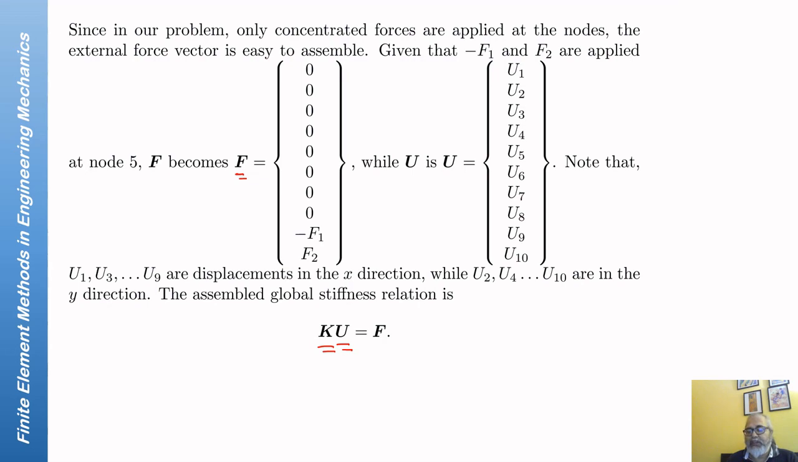And now you might think that you can just do inverse of K into F and you will get U, but that's not going to be the case because K is going to be a singular matrix. So let's see why and let's see how we can deal with it.